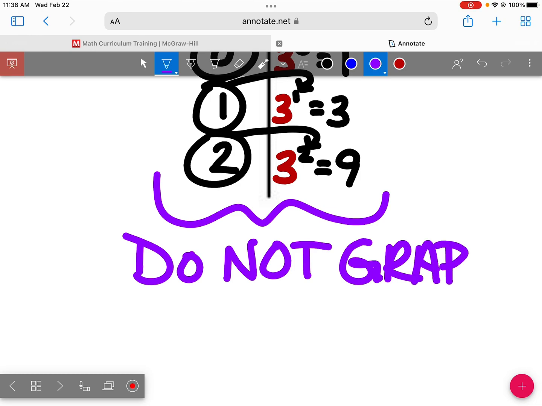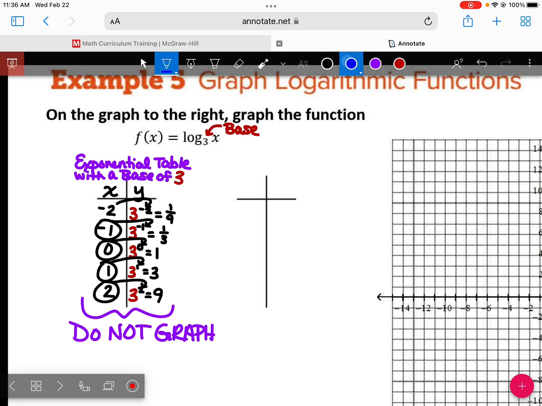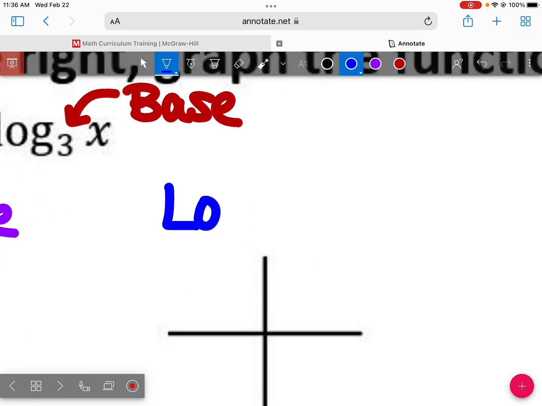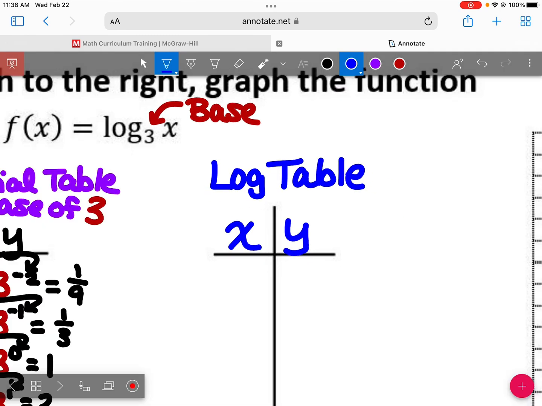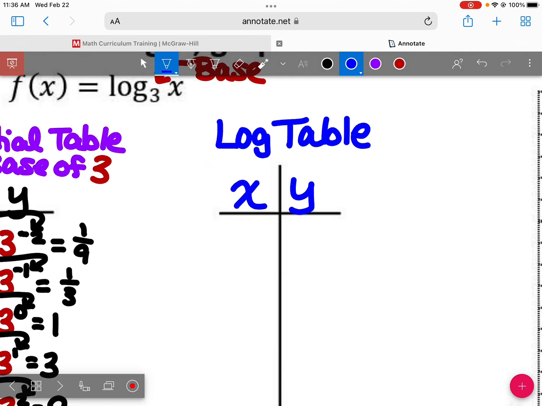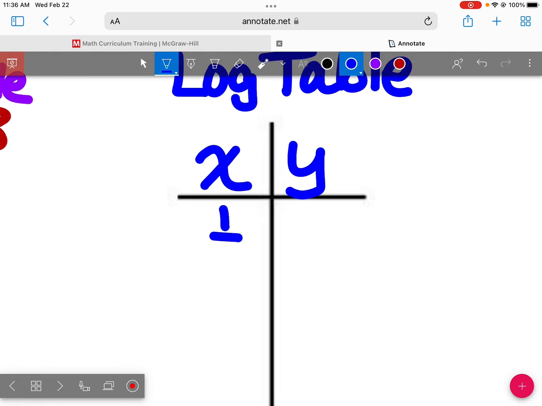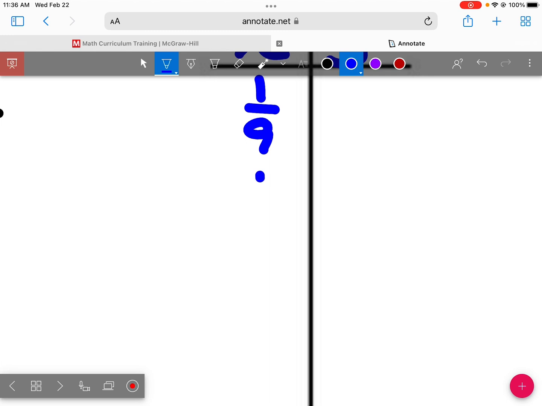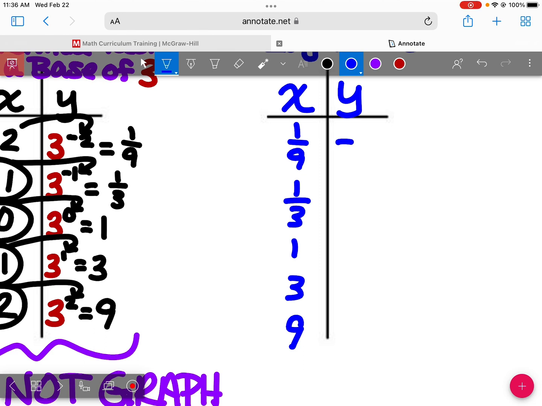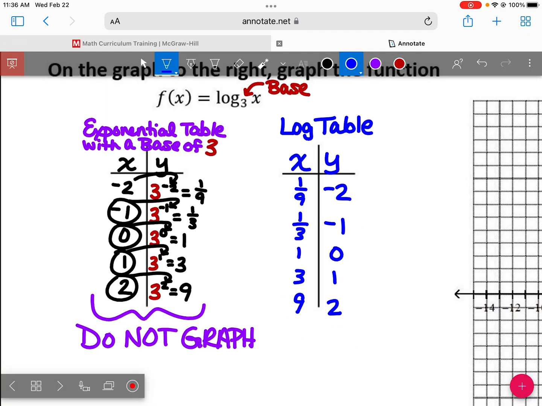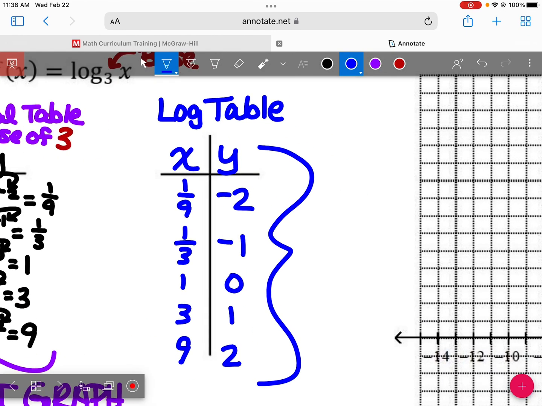We don't want to graph the exponential table. We want to flip it to get the log table. So my x and my y. What would go down the x side? 1/9, 1/3, 1, 3, and 9. What would go down the y side? -2, -1, 0, 1, 2. Yes. This is my log table. This is what we're going to graph.